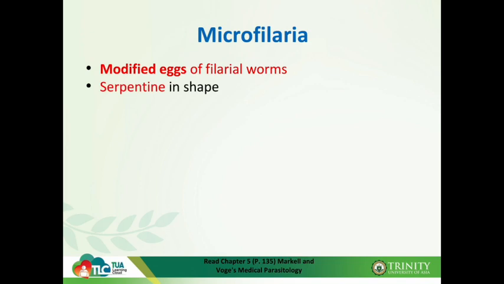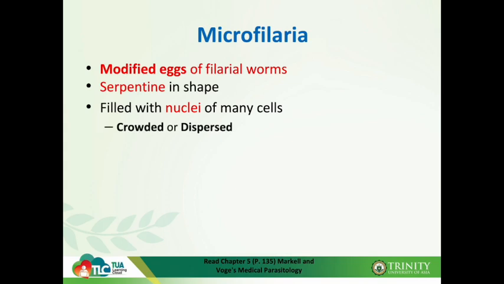Bakit siya modified? Kasi 'di ba most eggs syempre oval, round, but microfilariae are serpentine in shape. In fact, ang shape na niya ay para nang larva or para nang worm mismo. So, serpentine in shape. They are filled with nuclei of many cells, or they are filled with nuclei across their body. Some are distributed, some are condensed, or some are crowded. And we actually use this as one of our clues when identifying the species.